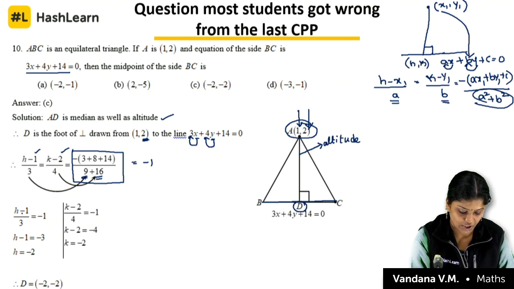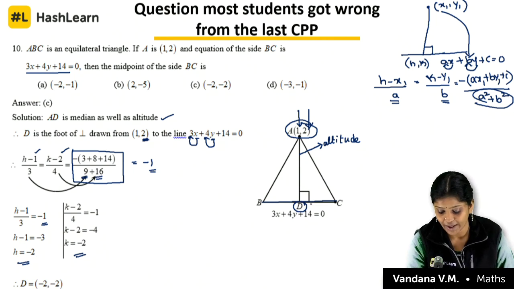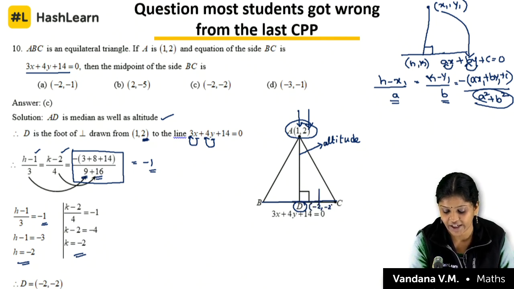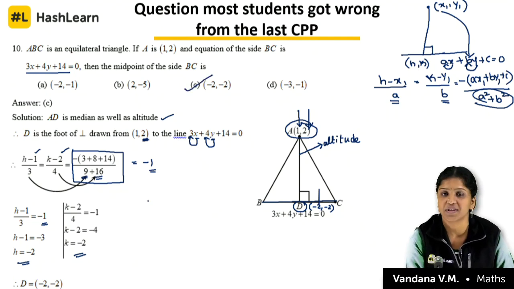Now equate: (h minus 1) by 3 is equal to minus 1, and (k minus 2) by 4 is equal to minus 1. Equate and find out the value, that is (minus 2, 2). That (minus 2, 2) is which coordinates? D coordinates. So which is correct? Option C is correct. Clear, children?